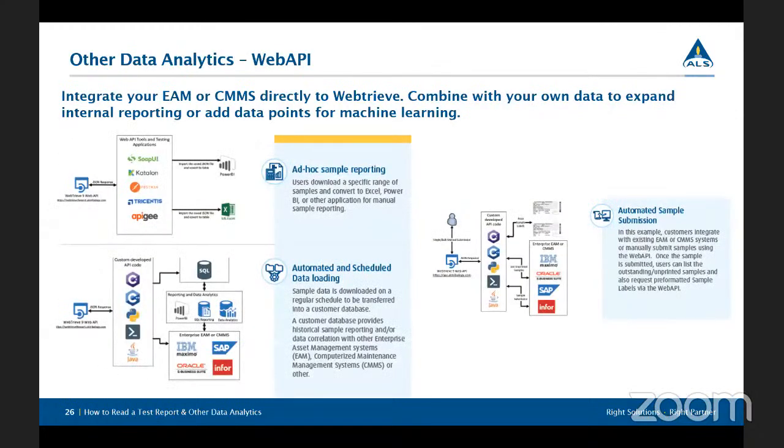One thing that's really important to us is how easily we can get our data to you. So we've developed our web API. So it's our WebTrieve API. And what this allows you to do is integrate your EAM or CMMS directly to our WebTrieve platform. And it allows you to do your own reporting or possibly add data points for machine learning.